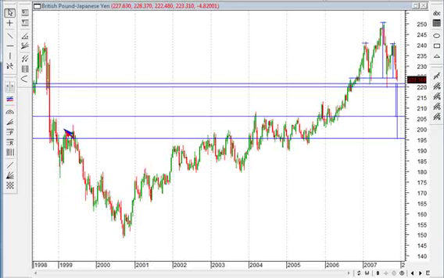So you can see that this dramatic movement isn't unheard of. The pound yen has moved much farther than that since this trend began in late 2000.